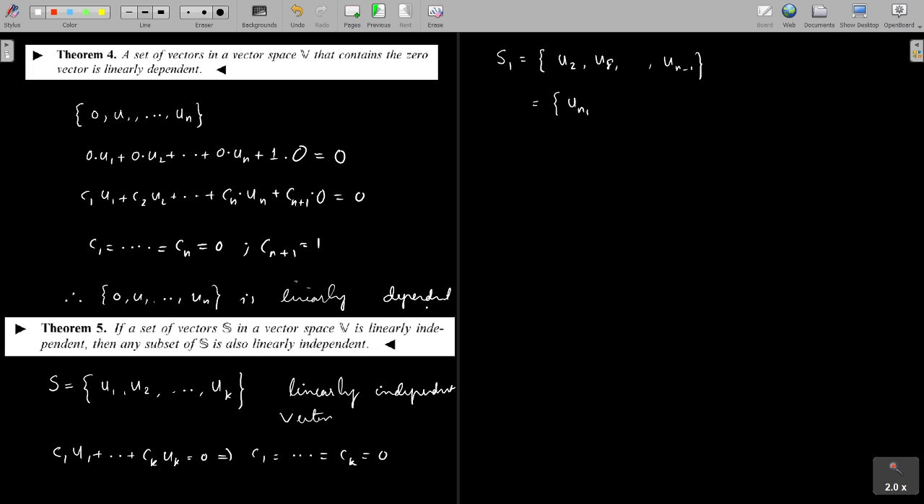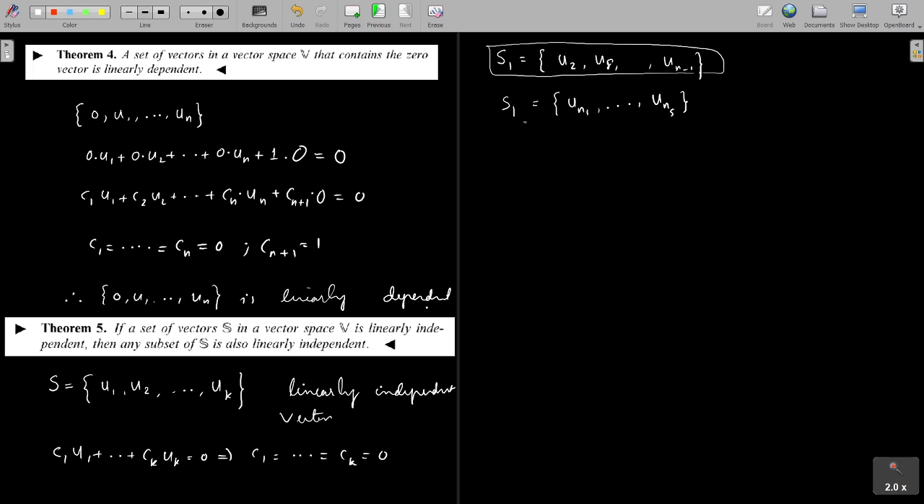This n1 is some suffix from 1 to k, and so on, some uns. Suppose this is an arbitrary subset like this. This is an example. Similarly, you can construct any subset of this S. So S1 is an arbitrary subset of this S, say un1, un2, etc., uns. This n1 is some of the suffixes 1, 2, 3, etc., all the way up to k.